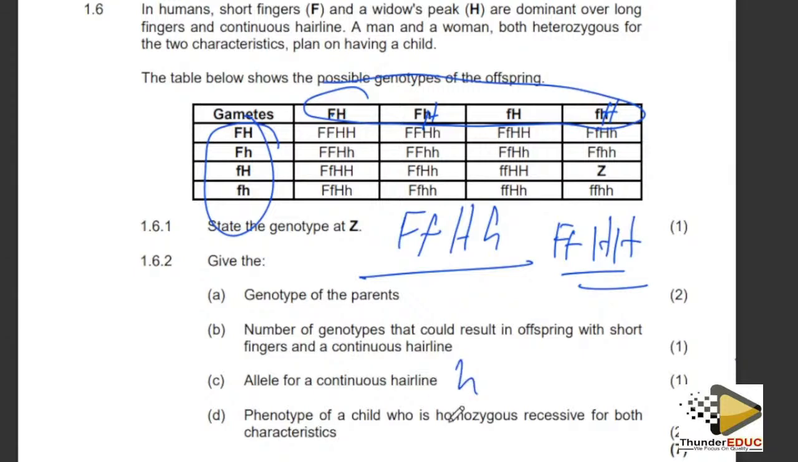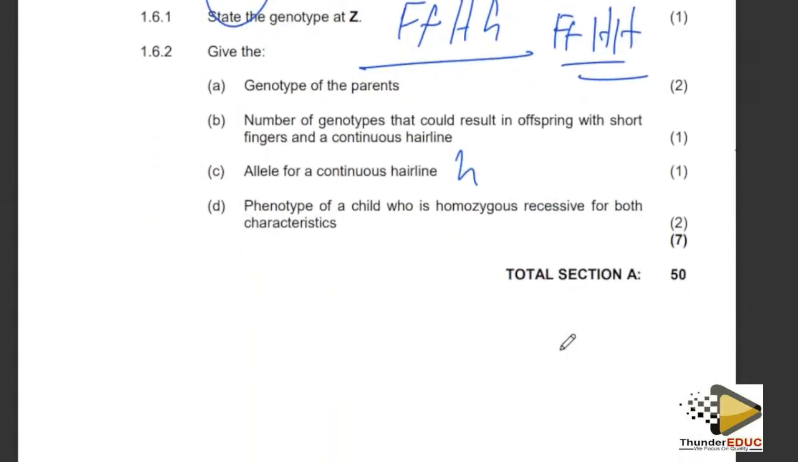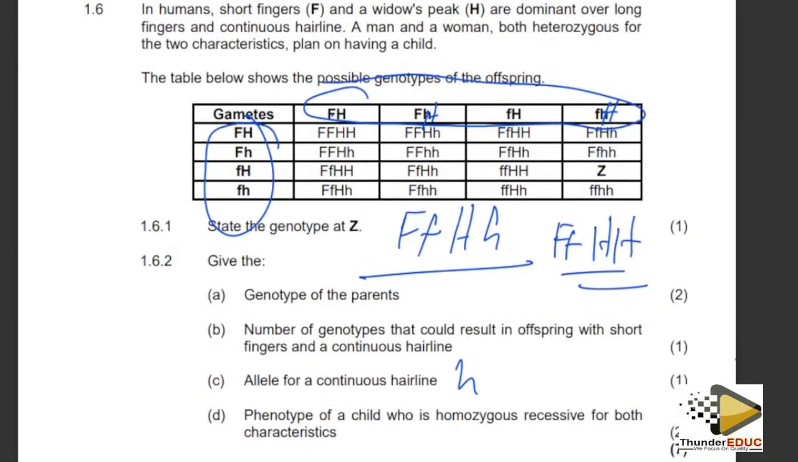The genotype of the child that is heterozygous recessive for both alleles, so is this one, which is small f. Yes. So this dihybrid cross, simple. You should not go to the exam when you don't know anything.